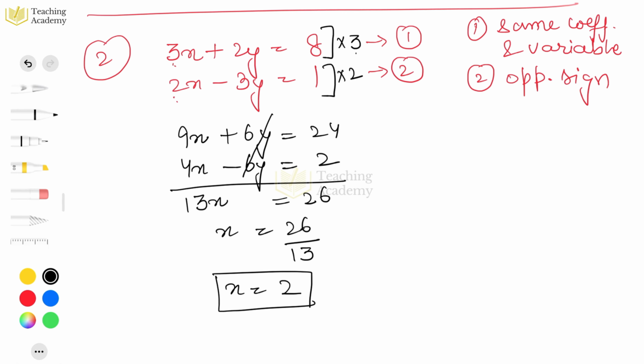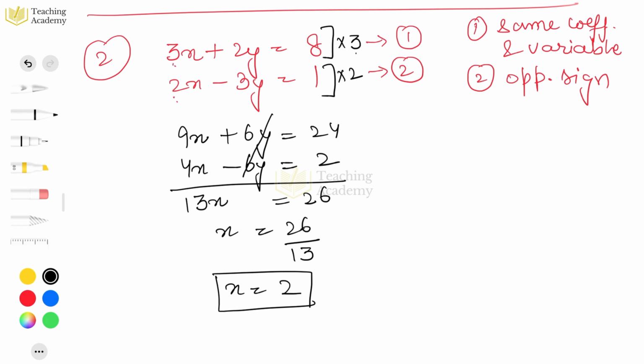This is also an easier one, but make sure that you're making the same variable and same coefficient at one time. It depends on you whether you want to take x or y, right? But you need to eliminate one thing in this.